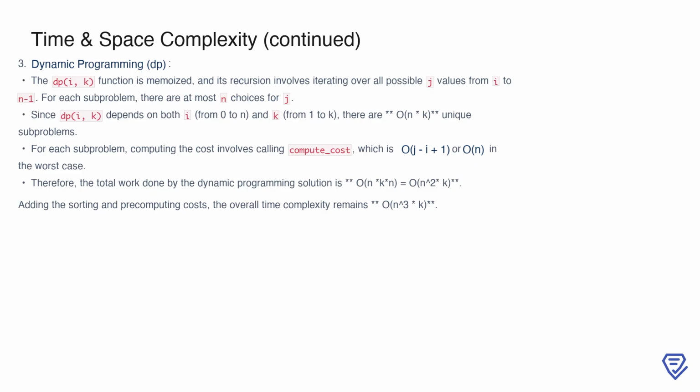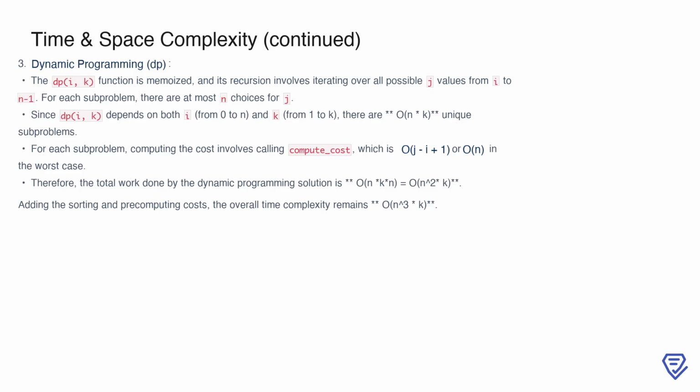The dynamic programming step adds the most significant computational overhead. The dp(i, k) function is memoized to avoid redundant calculations, and it involves iterating over all possible partitions by varying j from i to n-1. For each subproblem, there are at most n choices for j. Since the dp state depends on both i, which can range from 0 to n, and k, which can range from 1 to k, there are n*k unique subproblems.